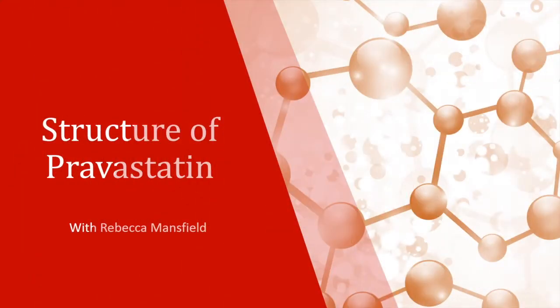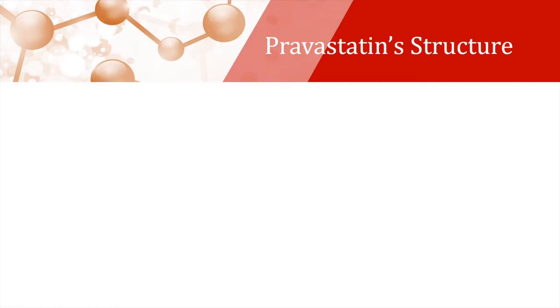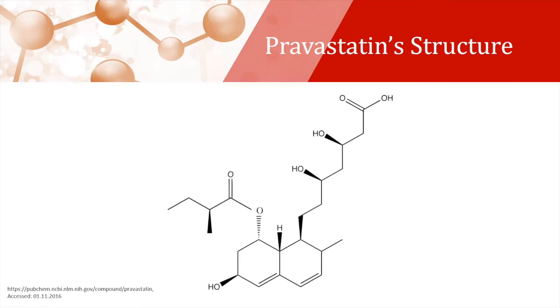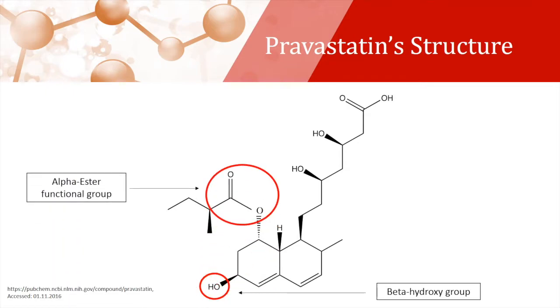Okay, so now we understand the synthesis of pravastatin, it's time to move on and talk about the structure of the drug. To begin, here is the structure of pravastatin. Working our way through the functional groups, we can see we have a beta hydroxyl group here, which will show polarity, an alpha ester functional group attached to the first cyclic ring.